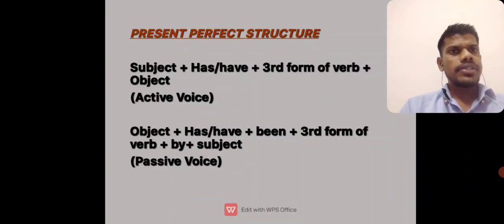The same thing, present perfect structure, when we want to make this active to passive, then we have to follow the structure below, that is object, then has or have, plus been, plus third form of verb, then followed by the preposition, that is by, plus subject. That is the structure for passive voice.